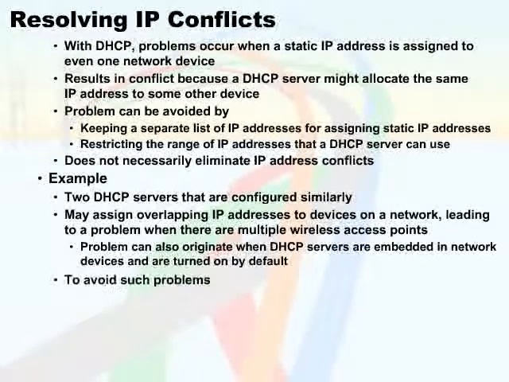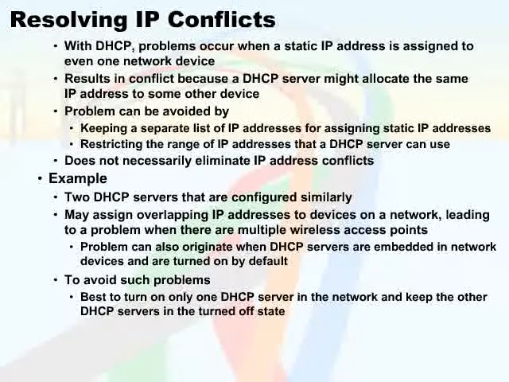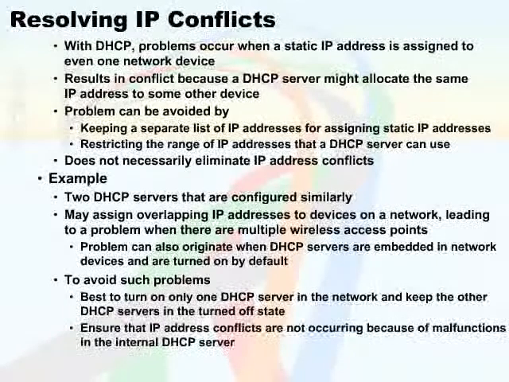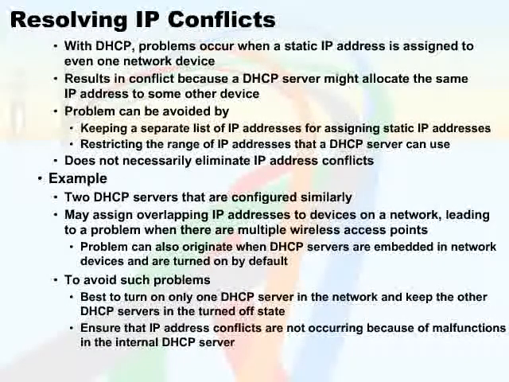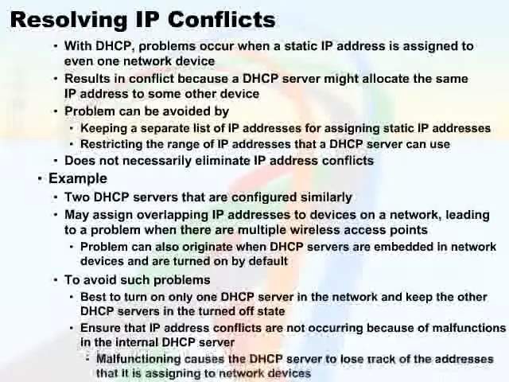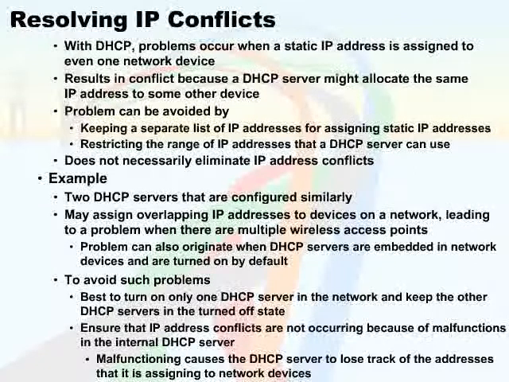To avoid such problems, it would be better to turn on only one DHCP server in the network and keep the other DHCP servers in the turned off state. Or you could coordinate your DHCP servers so that each one manages a separate scope or range of IP addresses, which is the more common solution. Also, ensure that IP address conflicts are not occurring because of malfunctions in the internal DHCP server. Malfunctioning causes the DHCP server to lose track of the addresses that it is assigning to network devices and therefore potentially reallocate them.